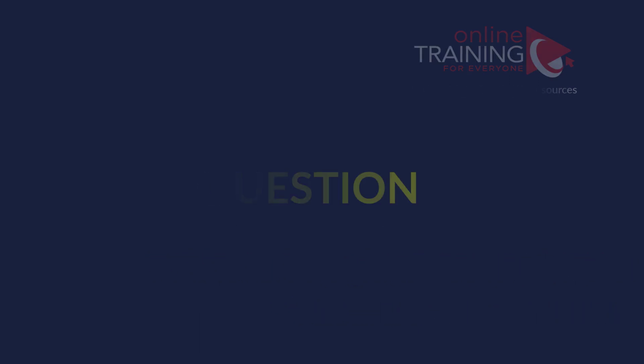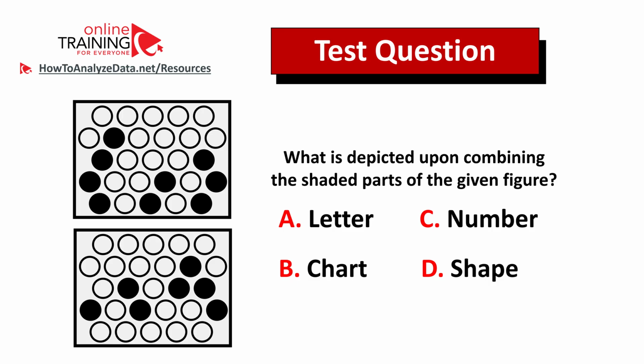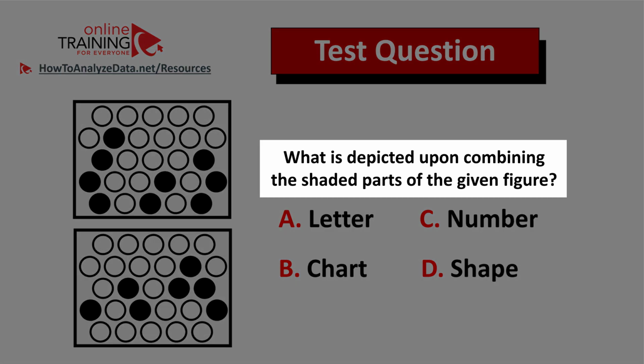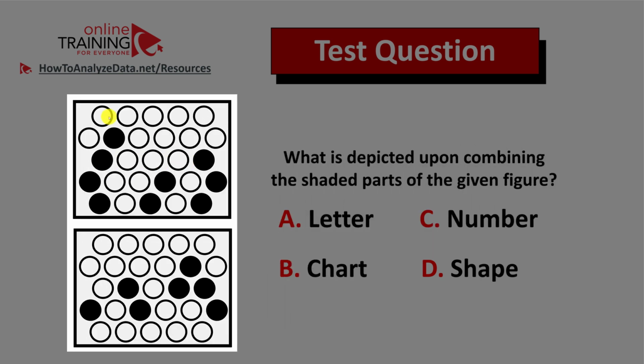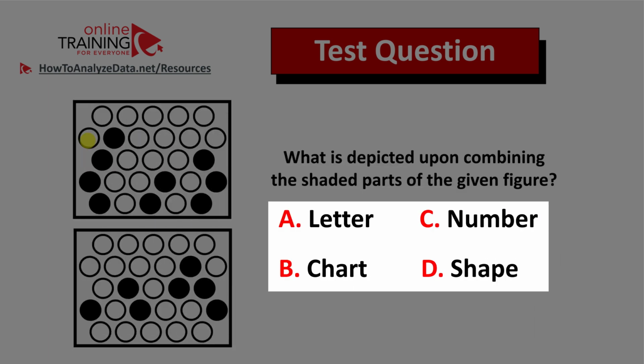Here's the tricky question from the real test, but somehow I have a feeling that you might come up with the answer. What is depicted upon combining the shaded parts of the given figure? And you have two rectangles with circles inside presented on the left. Each rectangle contains different circles. Some of them are white and some of them are filled with black. And you have four possible choices.